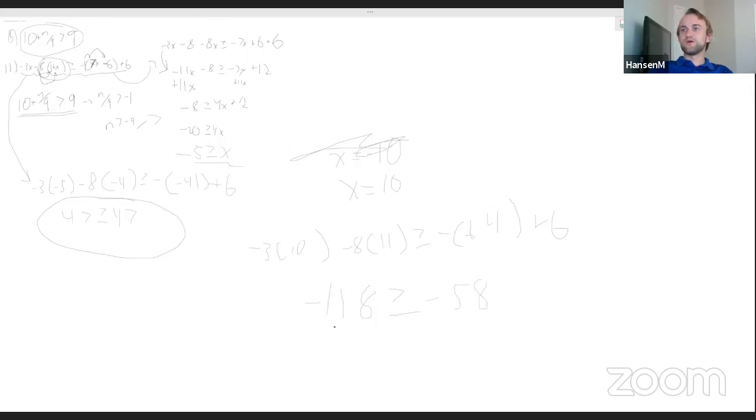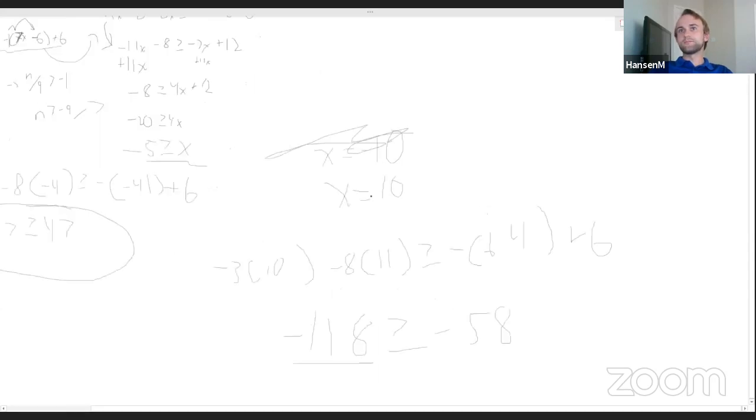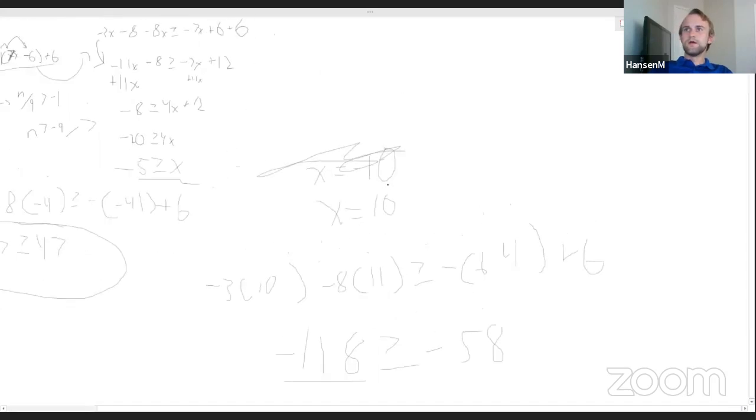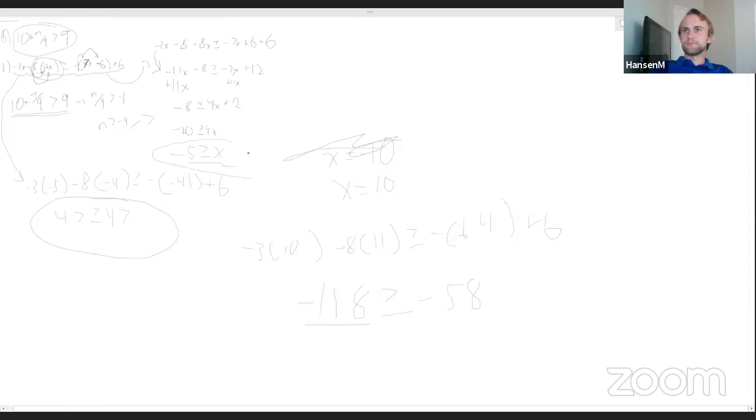Which is not true because negative 118 is a more negative number. And so anyway, if we were to go back into this equation and plug in negative 10 like I had before, which does satisfy this inequality, we would expect to see that whatever number we came up with on this side is greater than or equal to whatever number we came up with on that side.